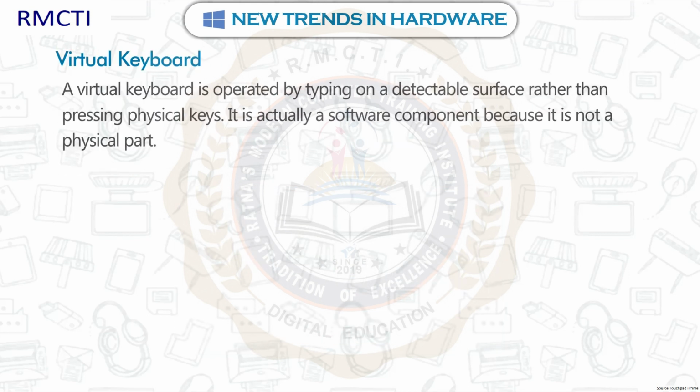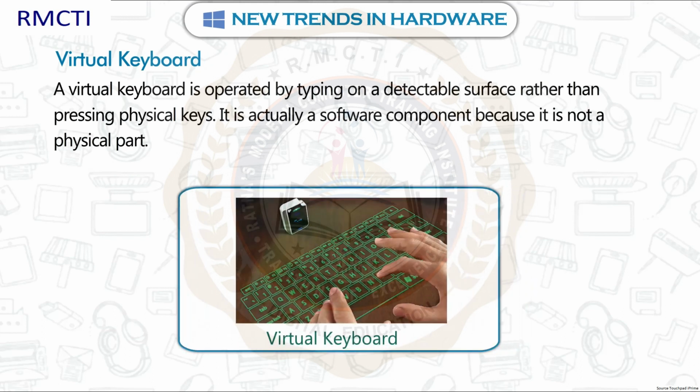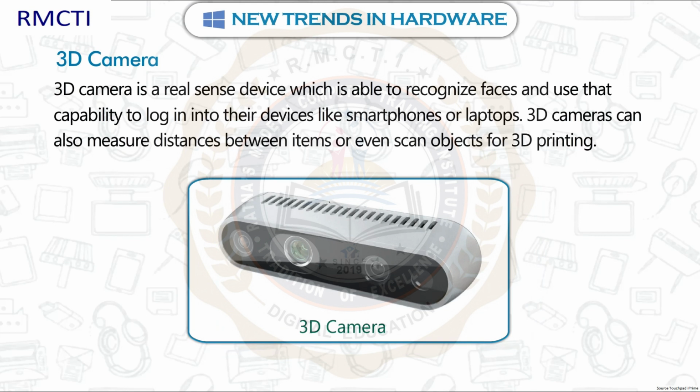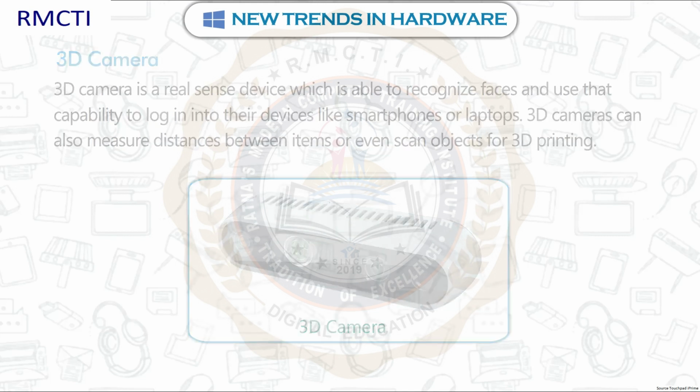Virtual keyboard. A virtual keyboard is operated by typing on a detectable surface rather than pressing physical keys. It is actually a software component because it is not a physical part. 3D camera. 3D camera is a real sense device which is able to recognize faces and use that capability to log in into their devices like smartphones or laptops. 3D cameras can also measure distances between items or even scan objects for 3D printing.